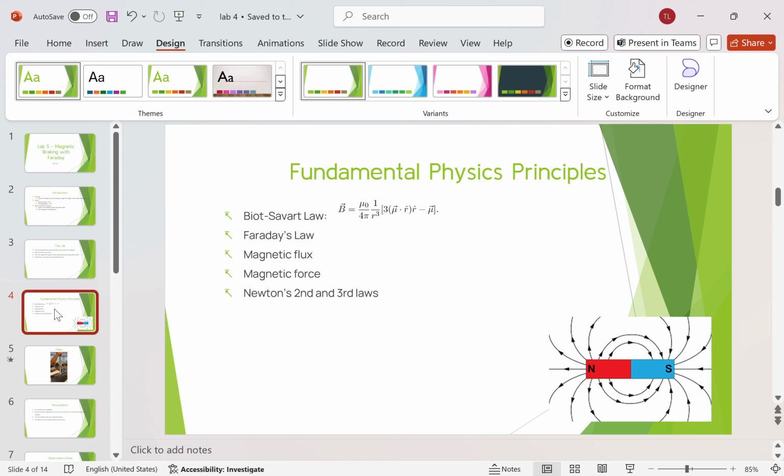Some fundamental principles that were used were the Biot-Savart law, Faraday's law, magnetic flux, magnetic force, and Newton's second and third laws. These concepts govern the interaction between the magnetic field, the induced currents, and the forces acting on the magnet.